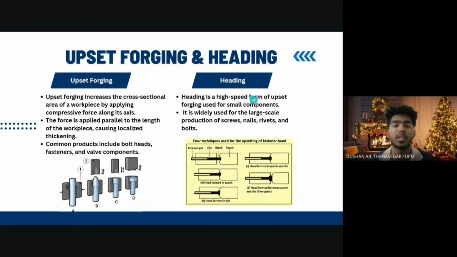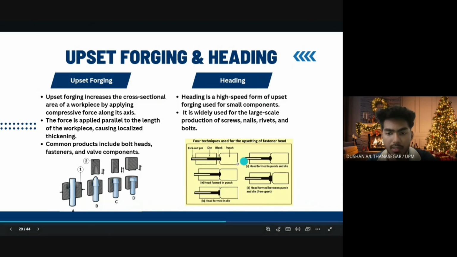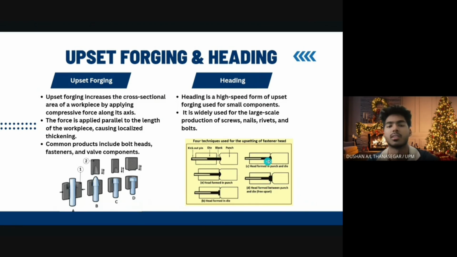Heading is a high-speed form of upset forging, used mainly for small components. It is widely used in the mass production of screws, nails, rivets, and bolts, where high productivity and consistency are required. As you can see in this diagram, this is the heading process.